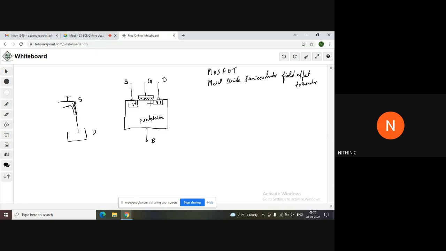If I am doing the strong inversion, what will be formed at this region? At the interface, and that is formed here. Yes, very good.